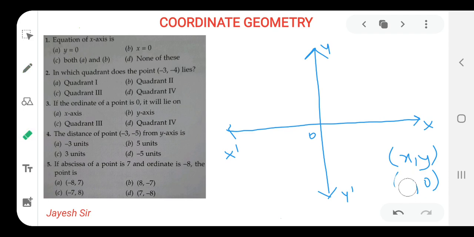As per our question, what is the correct answer? That x would not equal 0 and y should equal 0. So option 1 is the correct answer for MCQ 1. I hope you all might be getting it. So let us begin with the second one.